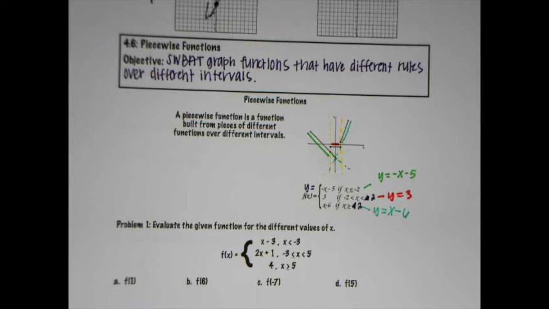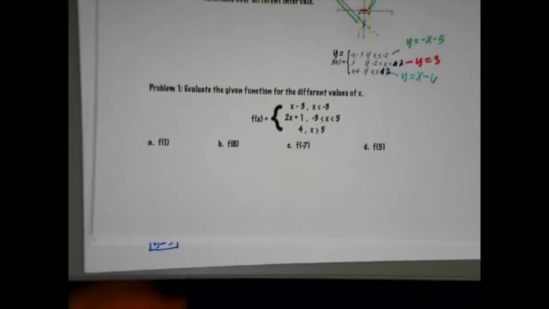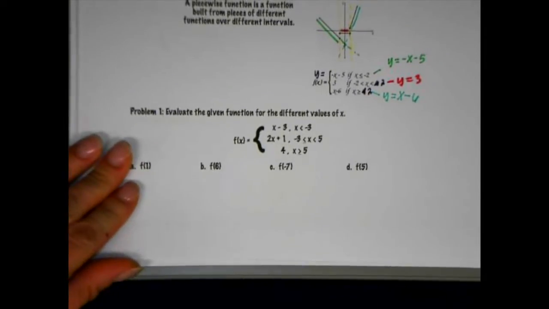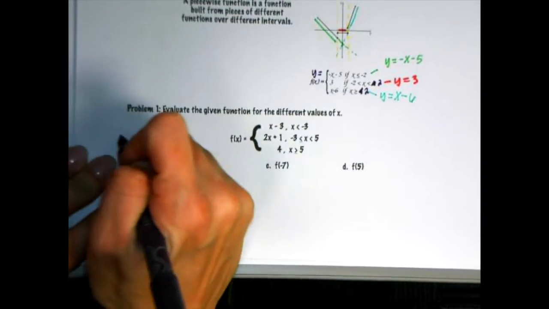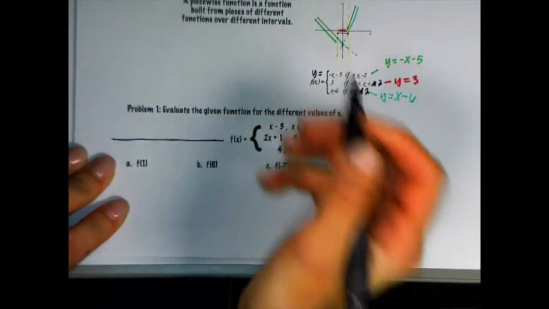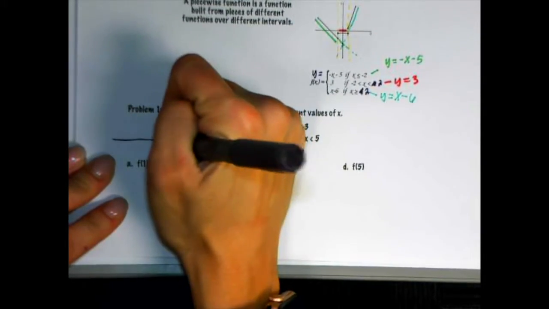So let's picture it this way. So we have 3 different functions. So let's picture a number line. So this is 0.